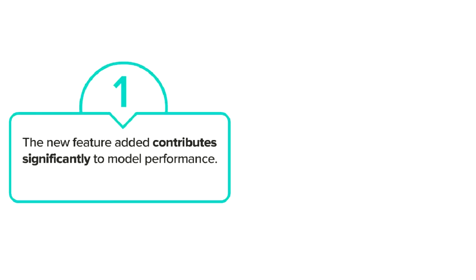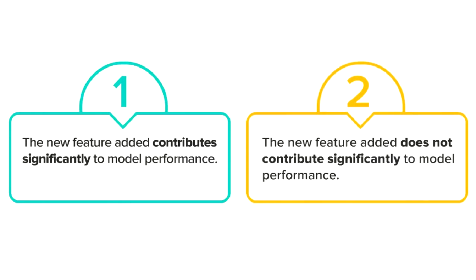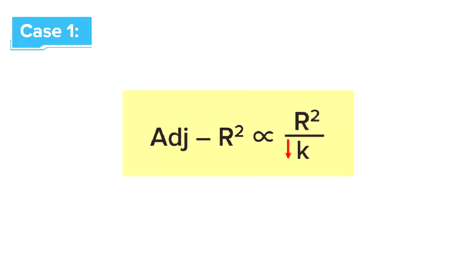Now let us consider the two cases. New feature added contributes significantly to model performance. New feature added does not contribute significantly to model performance. In case 1, when we add the new feature to the model which contributes significantly, the increase in the value of simple R-squared is substantial and can easily overwhelm the incremental decrease caused by adding a new input column. As a result, there is an overall increase in the adjusted R-squared value.